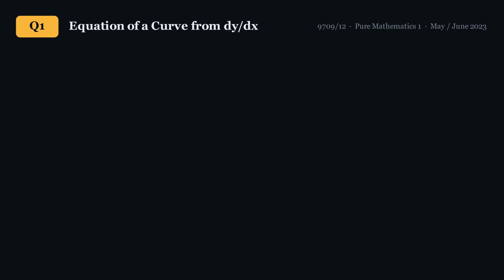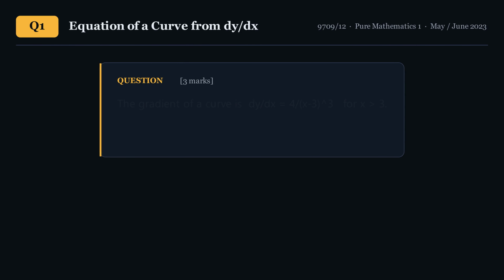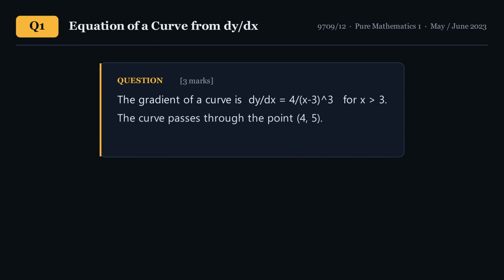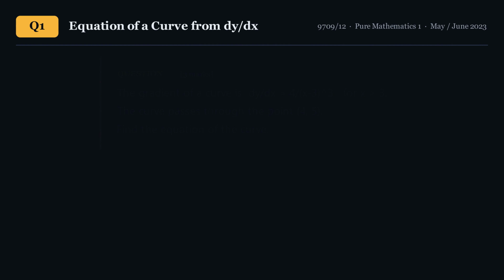Pure Mathematics 1, May-June 2023. The gradient of a curve is dy by dx equals 4 over (x minus 3) cubed, for x greater than 3. The curve passes through the point (4, 5). Find the equation of the curve. Now let's work through the solution step by step.